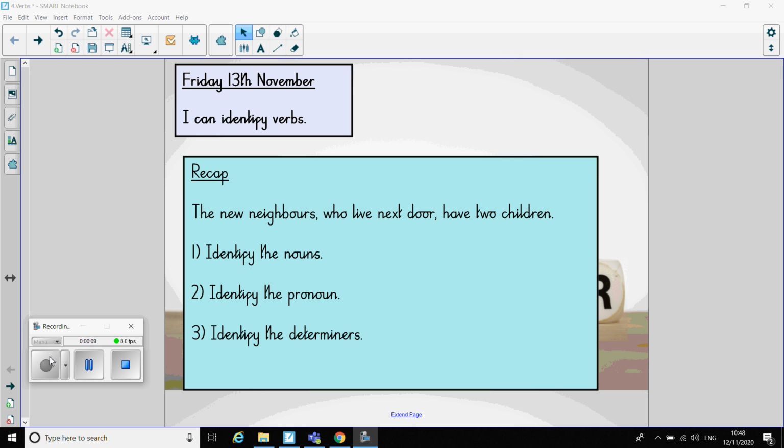First of all, we've got a little recap on some of the things that we have learned so far in SPaG this year. So there's a sentence on the board: the new neighbours who live next door have 2 children. First of all, I want you to pause the video and find out what the nouns are in that sentence.